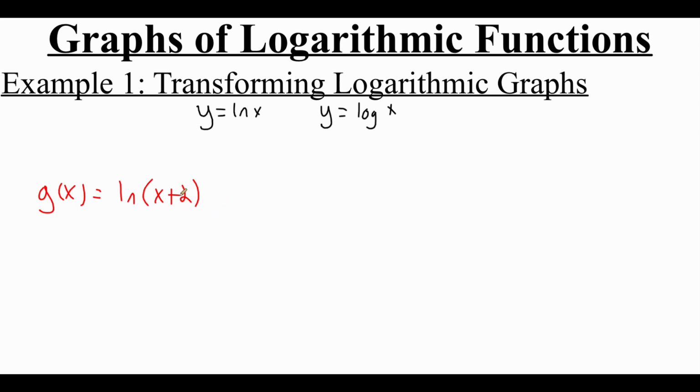And because that plus 2 is happening inside of the parentheses directly to the x, then that's going to be a horizontal shift. And horizontal shifts are always backwards of the way that you think they would be. So this actually moves us left 2 spaces.